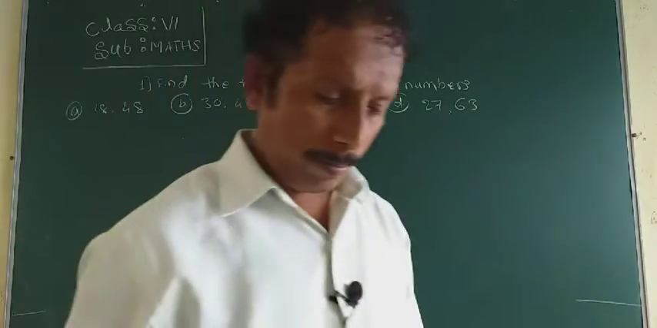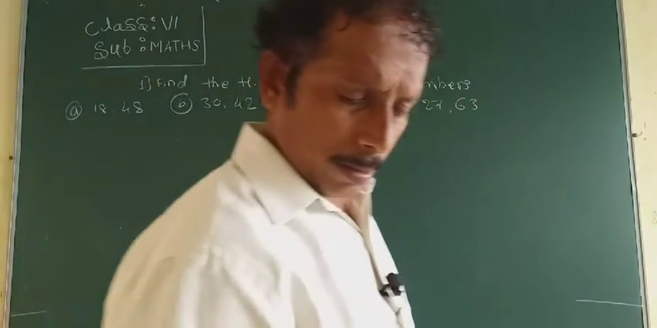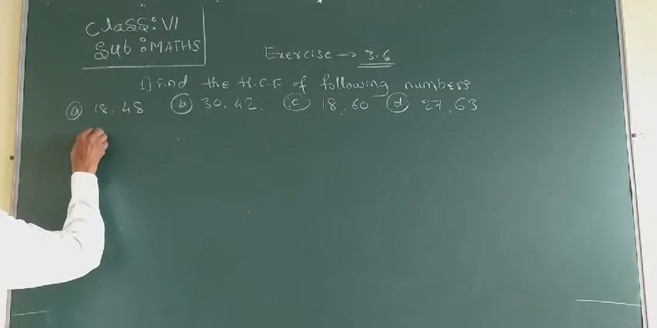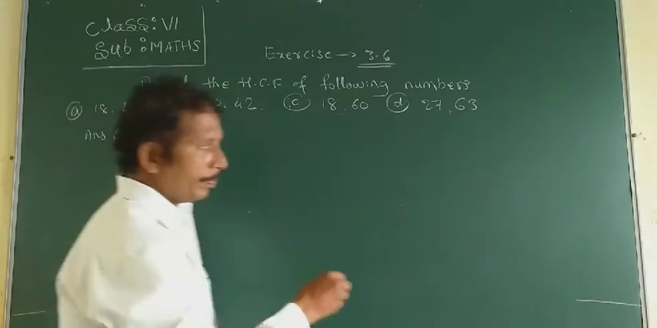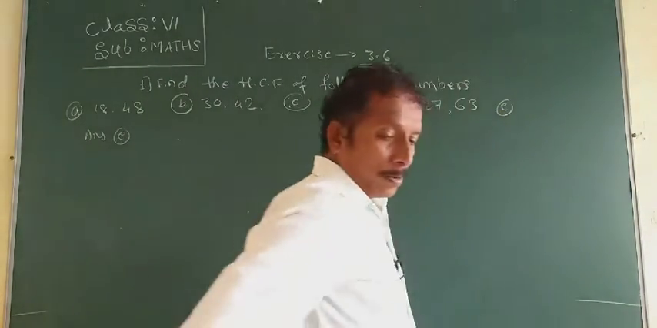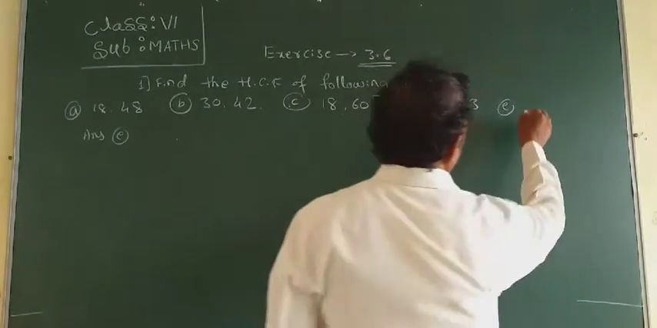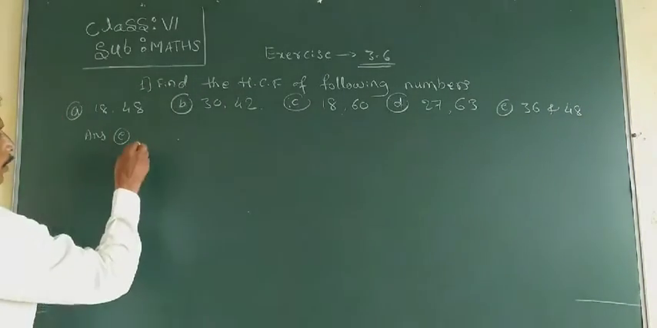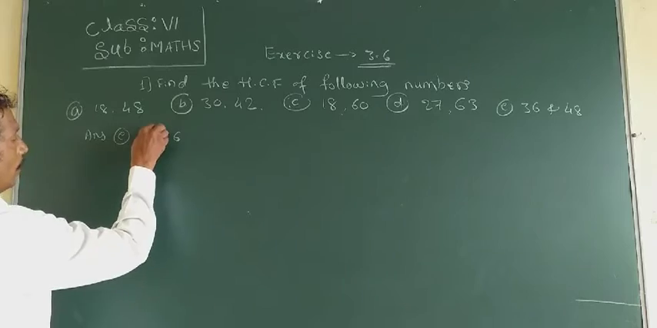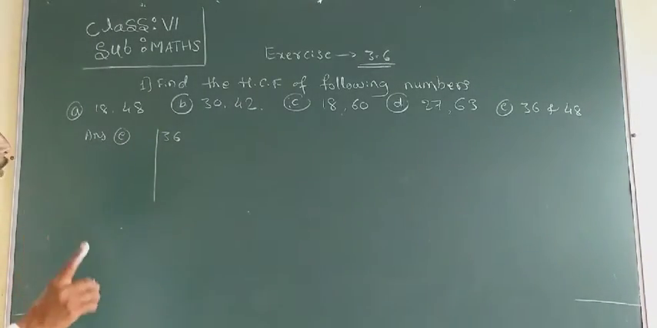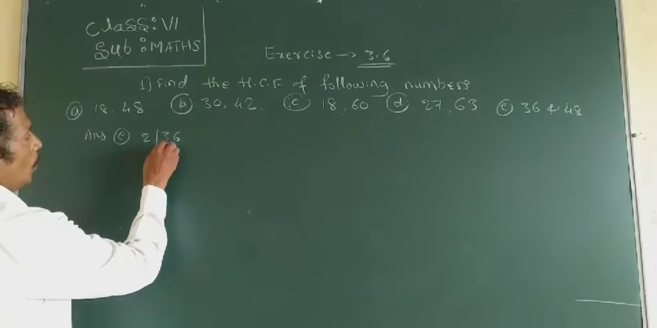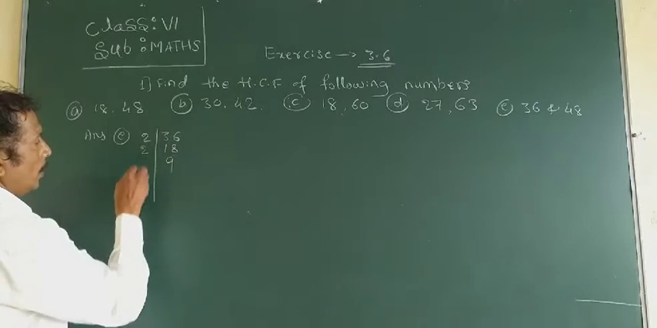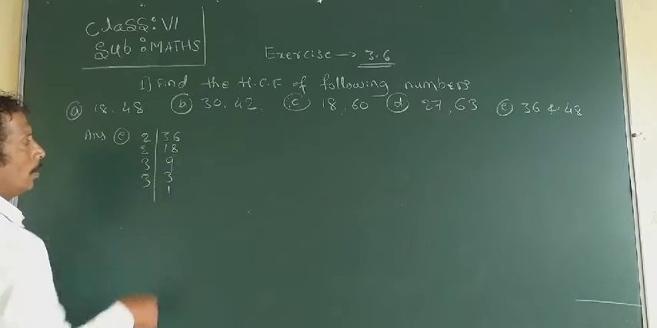Similarly, take the next one, 36 and 48. Question number E. First number is 36. Divide this number 36 by the first prime number 2. Dividing by 2, 2 18s are 36. Divide 18 by 2. 2 9s are 18, 3 3s are 9, 3 1s are 3.